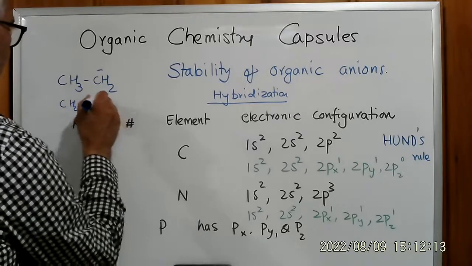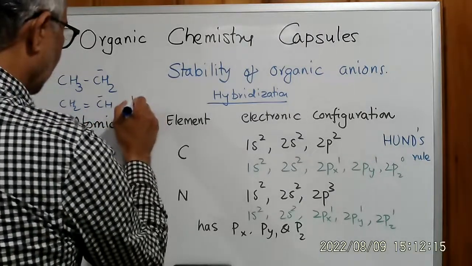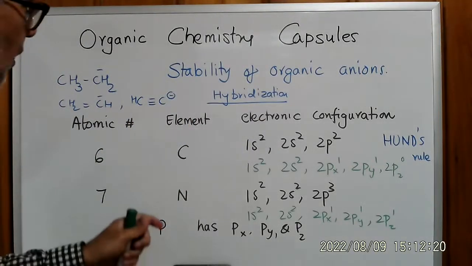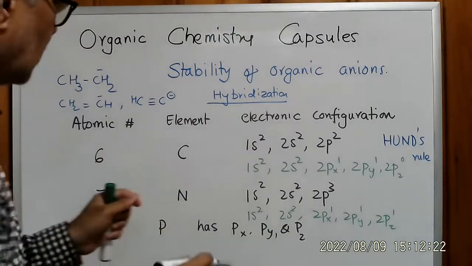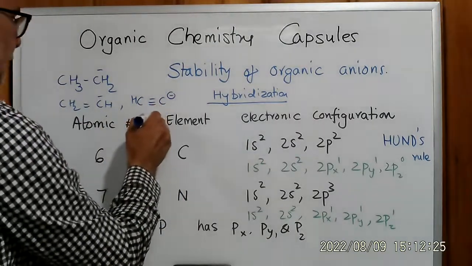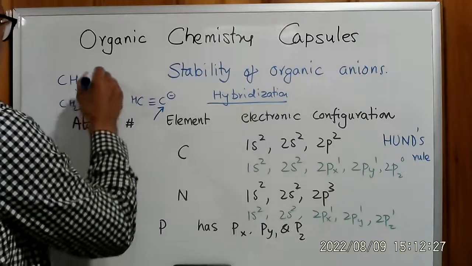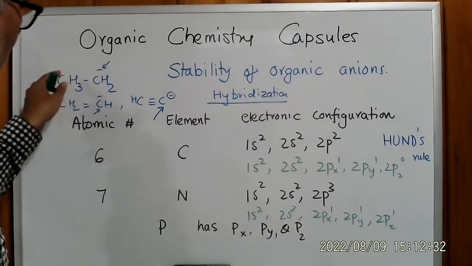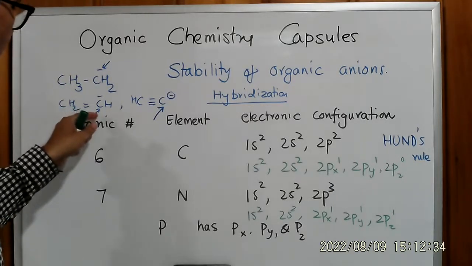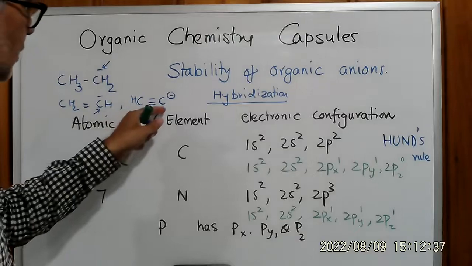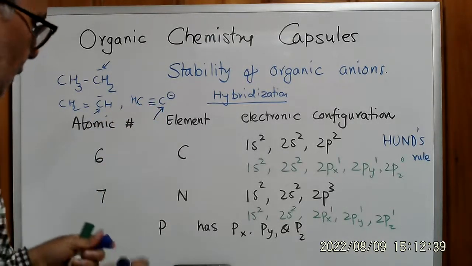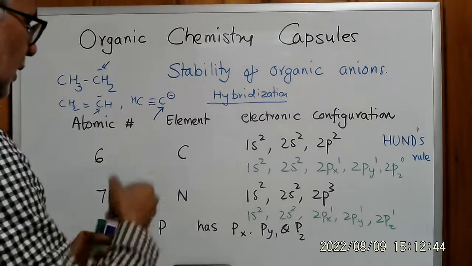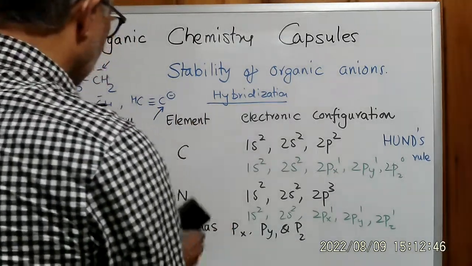The differences that you see in these three examples is the number of bonds the carbon carrying the negative charge has. In the first one, the carbon has a single bond to another carbon. In the second one, the carbon has a double bond. In the third one, the carbon has a triple bond. The way carbon forms these bonds is explained by hybridization.